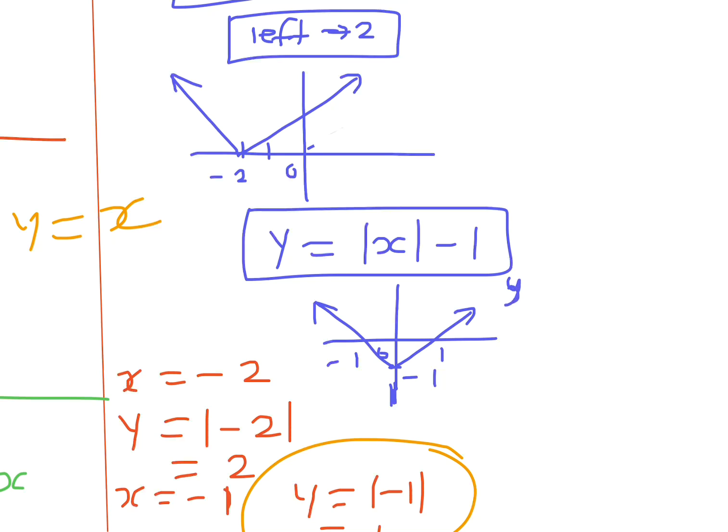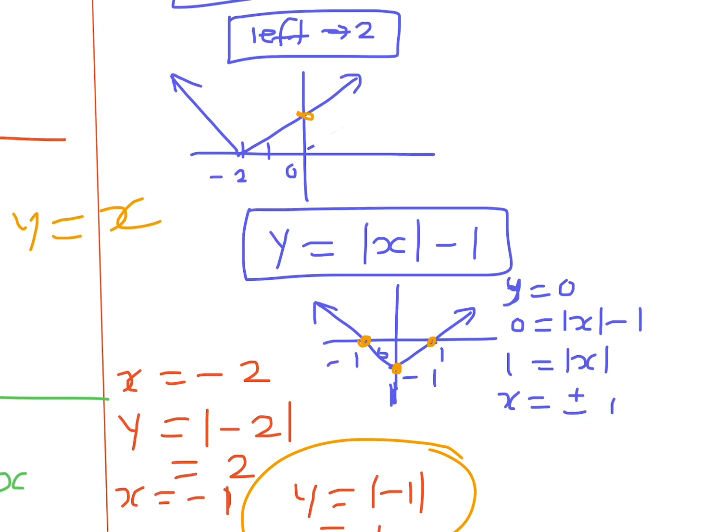But if you're unsure, just put y equals 0 in there. And 0 is the absolute value of x minus 1. 1 equals the absolute value of x. So x could equal plus or minus 1. And that's why you get the 1 and the minus 1 here. And the y-intercept is also minus 1.